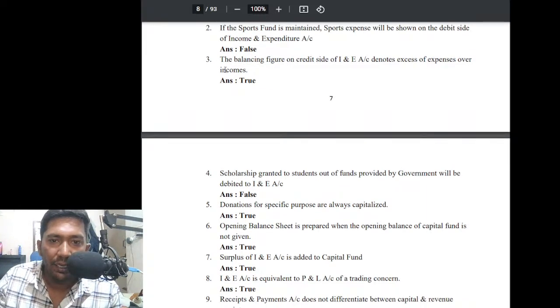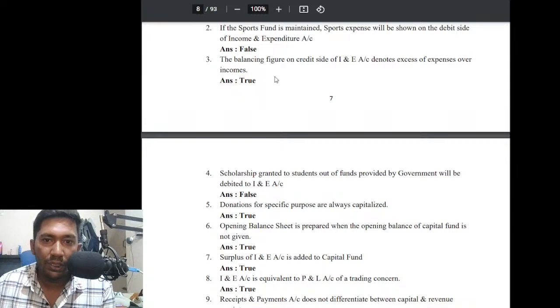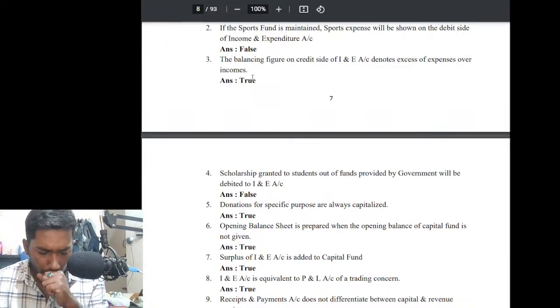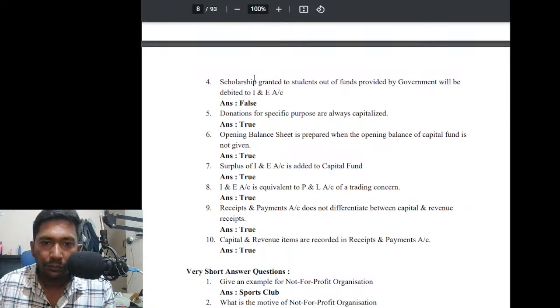Then next we have, the balancing figure on the credit side of income and expenditure account denotes excess of expense over income. Okay, so here it is true. Whatever the balancing figure you get on the credit side, it is nothing but it denotes excess of expenses over income. Vice versa, you can also study, excess of income over expenses, it will be debit balance.